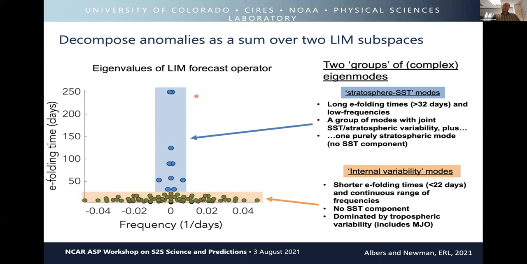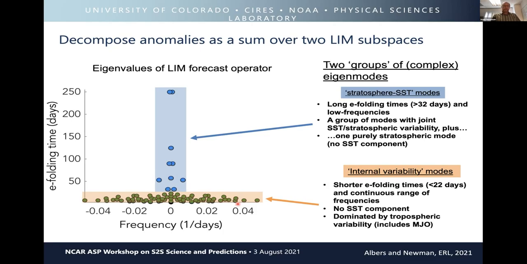Here we have a group of modes in blue, which have typically long e-folding times. So these eigenmodes tend to decay on time scales longer than about a month. And they typically are low frequency or even stationary modes. All these modes, it turns out, have a large contribution from the SST and stratospheric component of the limb state vector. They have the other aspects as well, but they're notable because SST and stratosphere is more important in these modes, whereas the remaining modes do not, by and large.